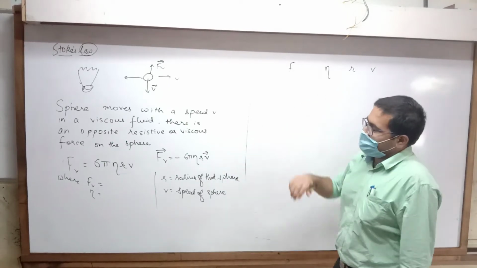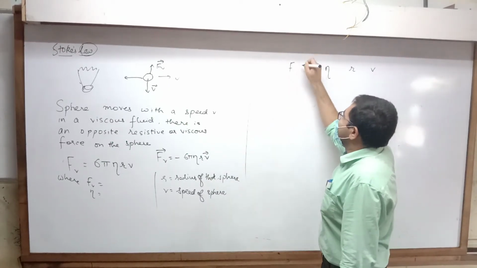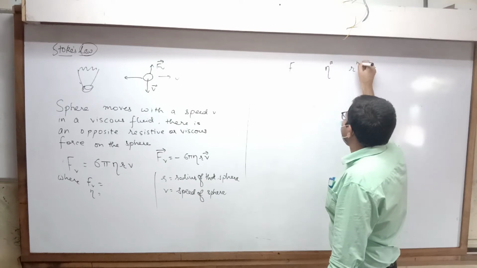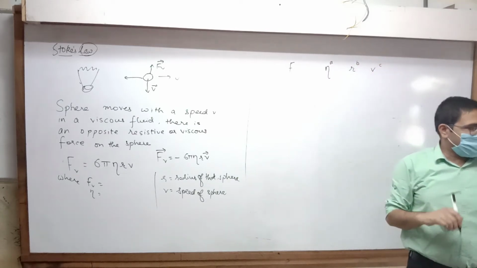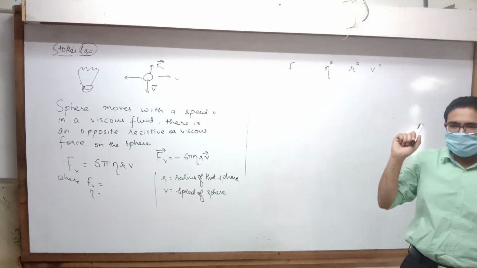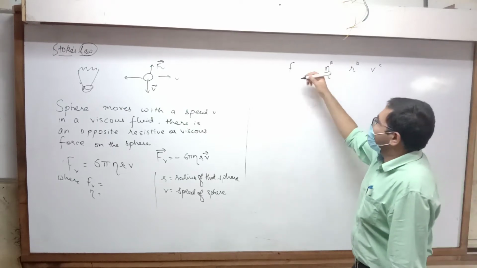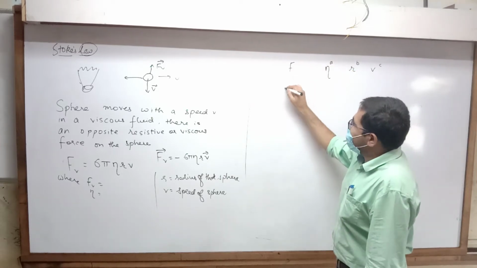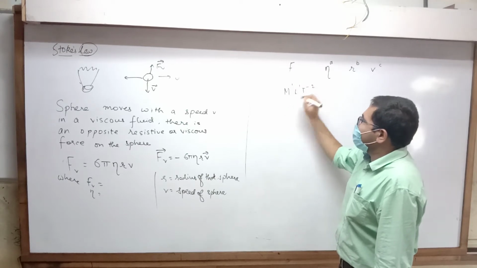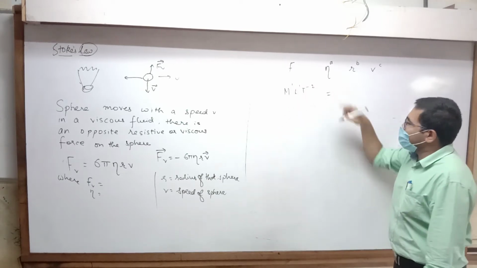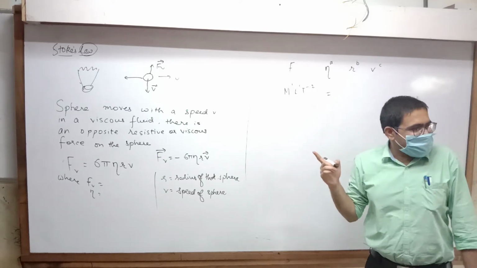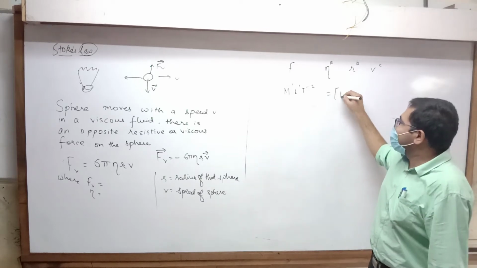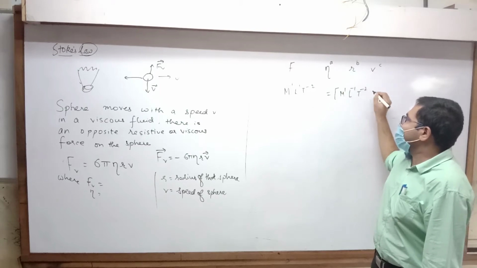So now we'll do a little bit of dimensional analysis. Hopefully you remember things. So force, if we say that it depends on eta, on radius and on speed. Dimensionally this should be equal to, so dimensions of force are M raised to 1, L raised to 1, T raised to minus 2, equal to dimensions of eta. Do you remember the dimensions of eta? Pascal second, that is pressure into time. What is pressure? M raised to 1, L raised to minus 1, T raised to minus 2, into second.